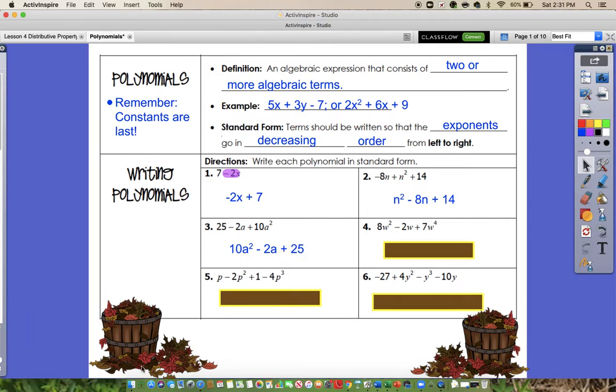Okay, guys, I want you to try number 4, 5, and 6, just writing those polynomials in standard form. So press pause on your video and fill those three problems in, and then hit play whenever you are ready to check your answers.